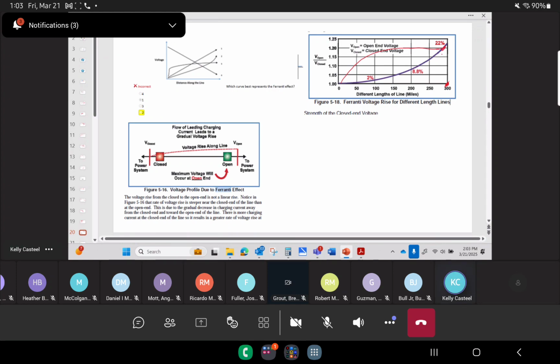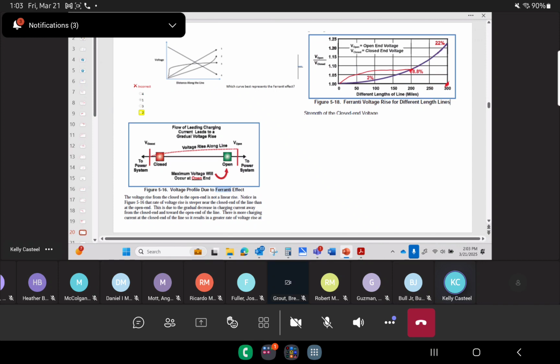And the peak voltage increase is going to be about 22% for a 300-mile long line. But if you look at the voltage profile along the line, you're going to get a lot of increase early in the line, and then it kind of flattens out towards the end of the line. Same thing for, say, maybe a 200-mile long line. You get a lot of that increase early, and then it kind of flattens out towards the end.